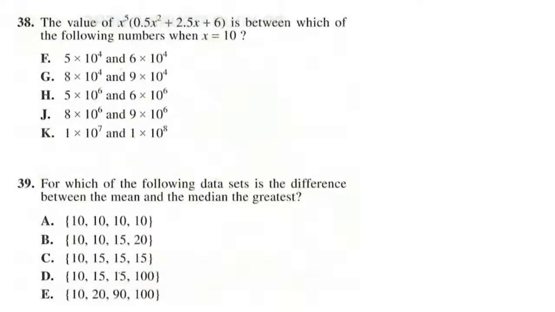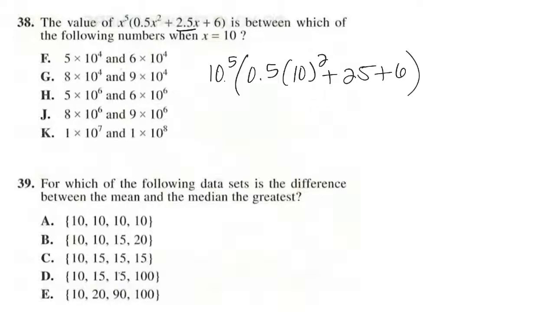Okay, number 38 is classic, just sub in and let your calculator do the work here, because you're going to end up with 10 to the 5th times 0.5 times 10 squared plus 2.5 times 10, that's just 25, and plus 6. So if you type all that in your calculator, it's going to give you 8.1, and you'll see a little e come up. That's the same thing as times 10 to the 6th, so that's going to give you answer choice J.